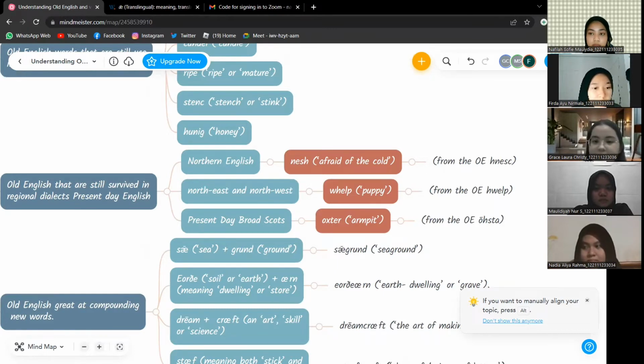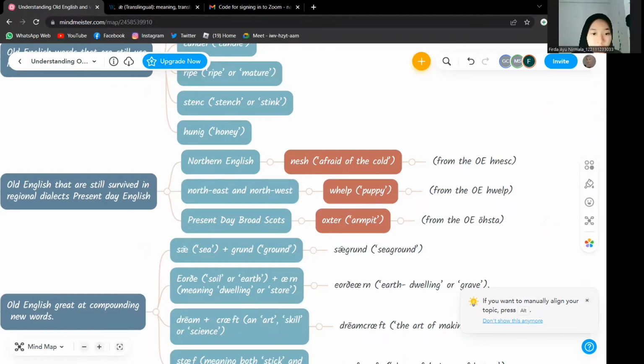and then there's whelp, which means puppy. It came from northeast and northwest. It's from the Old English help. And then there's oxter, which means armpit. It's from present day broad Scots. It came from the Old English osta.